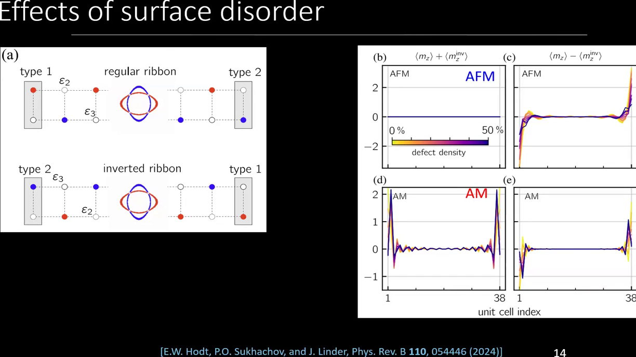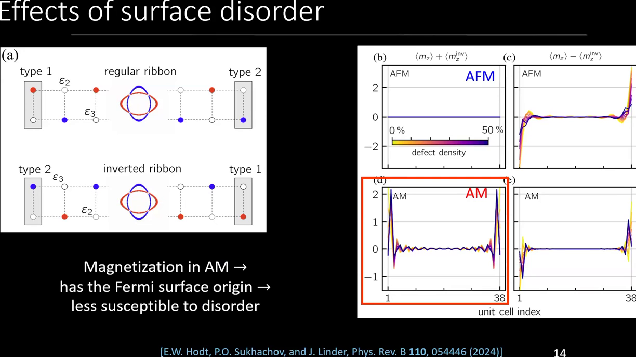For the altermagnet, on the other hand, the sum is non-zero because the sum comes from the Fermi surface and the difference comes from the lattice. And one can see that the sum remains pretty robust towards disorder. So the statement is that magnetization in an altermagnet indeed comes from Fermi surface states. Of course, it also contains this odd-even effect, but this is a separate effect. It's not the dominant one. And the introduction of disorder was able to distinguish them.